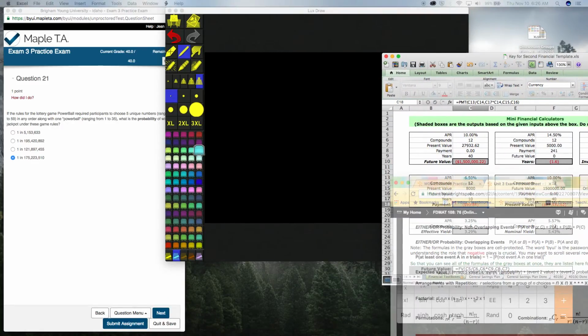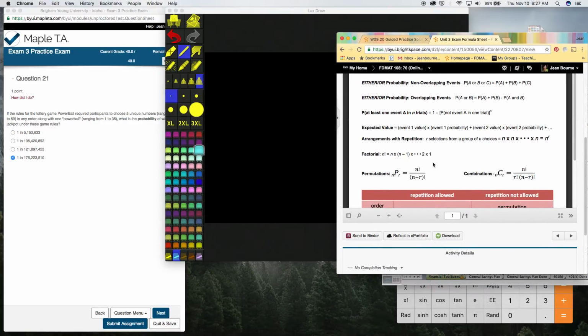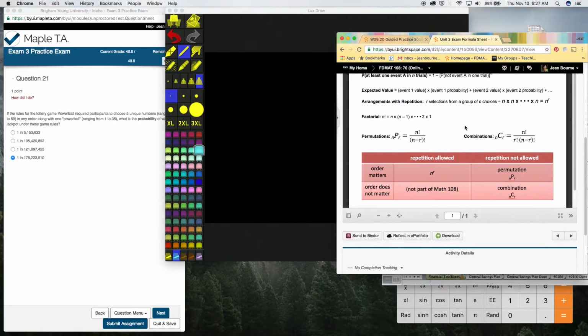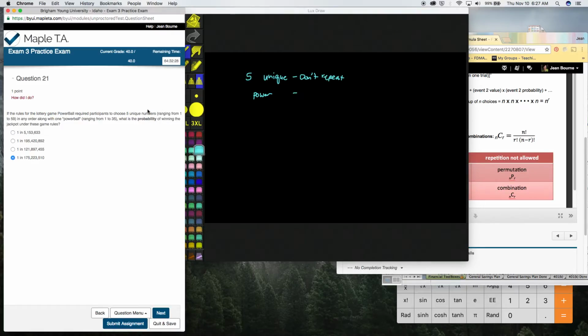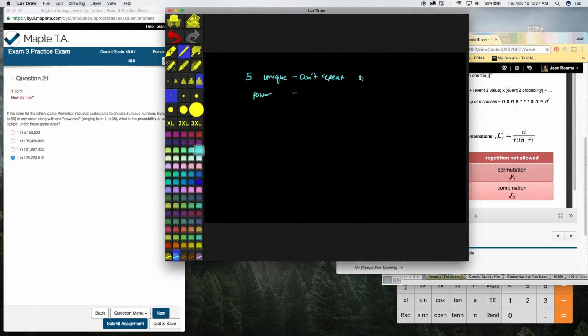Couldn't find my formula sheet, but here it is. We're going to be dealing with either permutations or combinations, and we're going to look at these numbers separately. We have our 5 unique numbers. Unique is an important word that tells us they don't repeat. Then we have our Powerball, and there's only one way of getting that because it's only one ball. The 5 numbers are unique and can be in any order, so they don't repeat, and order doesn't matter.